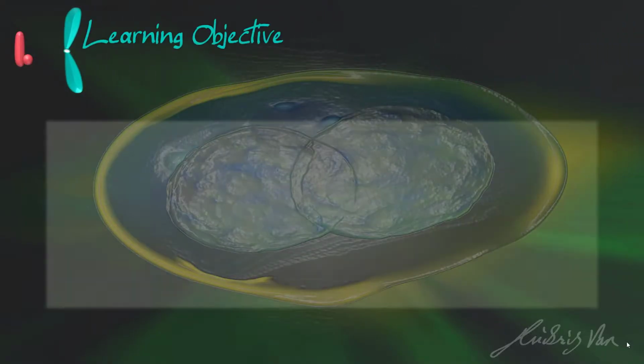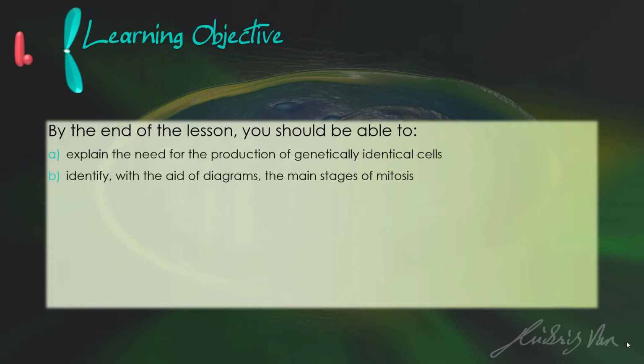In this lesson, we are going to learn our first type of cell division, which is mitosis. By the end of this lesson, you should be able to explain the need for the production of genetically identical cells. The second learning objective is the more important one here, which is to identify, with the aid of diagrams, the main stages of mitosis. Please take note of the objective. It is to identify the stages of mitosis from diagram.